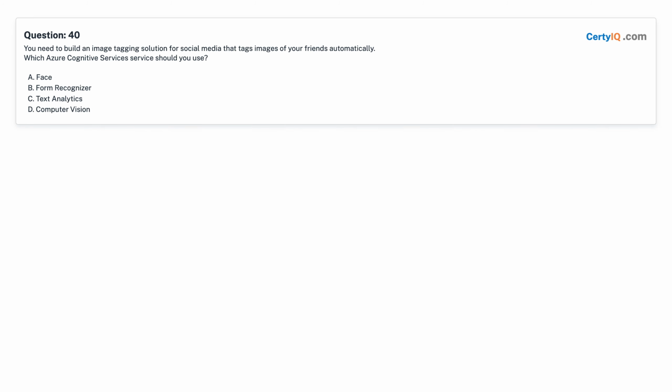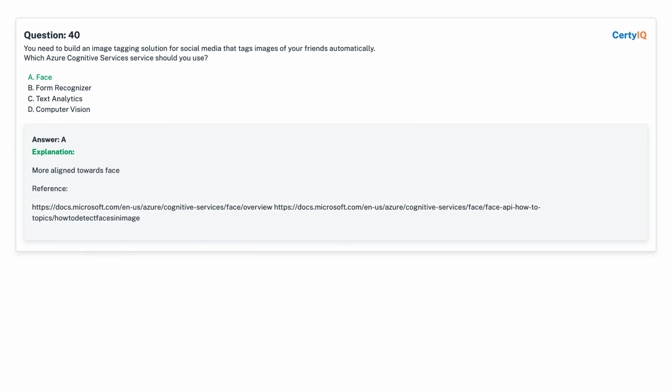Question 40. You need to build an image tagging solution for social media that tags images of your friends automatically. Which Azure Cognitive Services service should you use? A. Face. B. Form Recognizer. C. Text Analytics. D. Computer Vision. Answer is A.